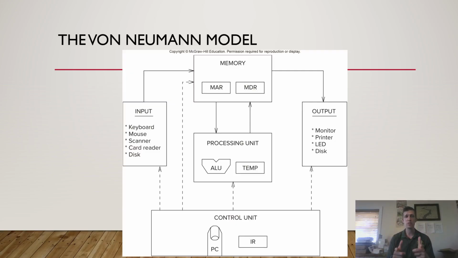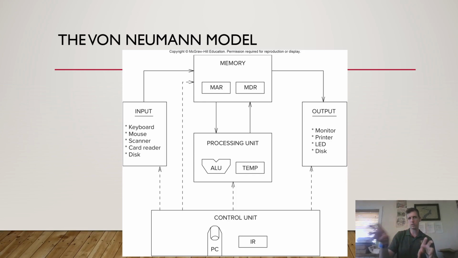So recall from a previous lesson that this is our von Neumann model. This is the basic framework that we're going to use to build out our LC-3 computer. We've got 5 components: memory, processing unit, input, output, and our control unit. I'm going to rearrange this slightly.